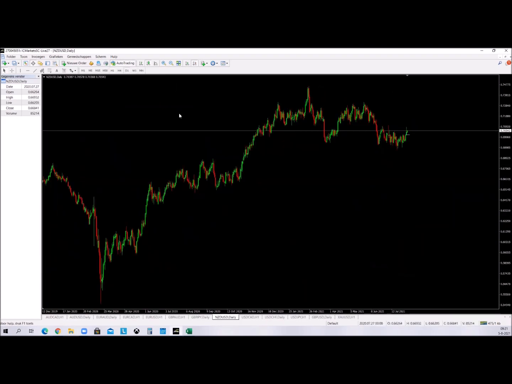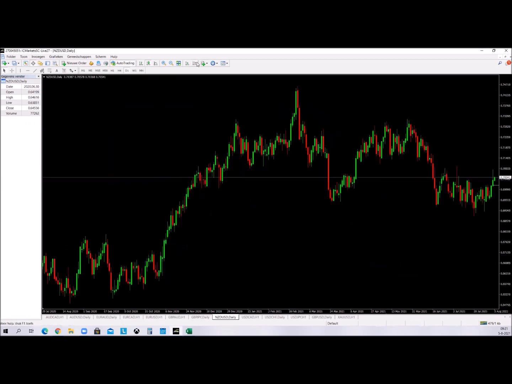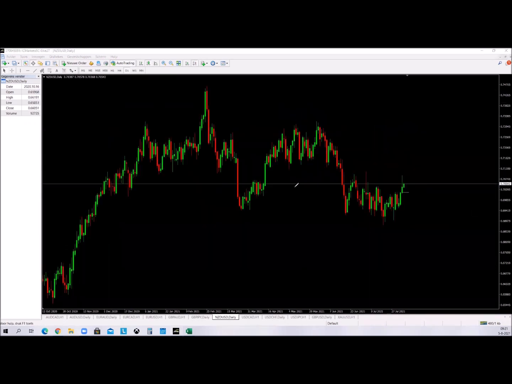NZD-USD by far my favorite pair, but for now, no clean setup at all. There are some important levels on the daily time frame. This swing high is key to me. This swing low is key, and then this area is also key. Why is this one especially key? Because look at what happened the last time. We made a swing high, price broke it, and big drop.